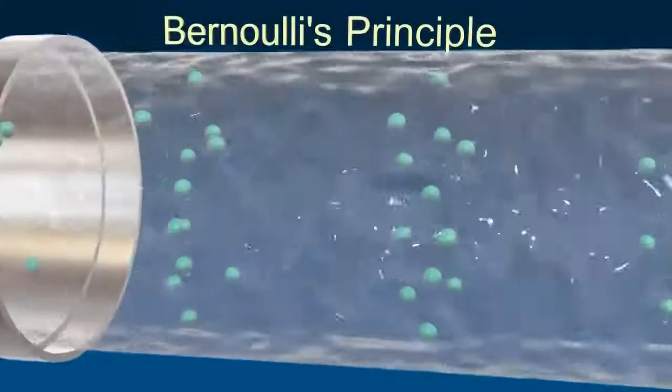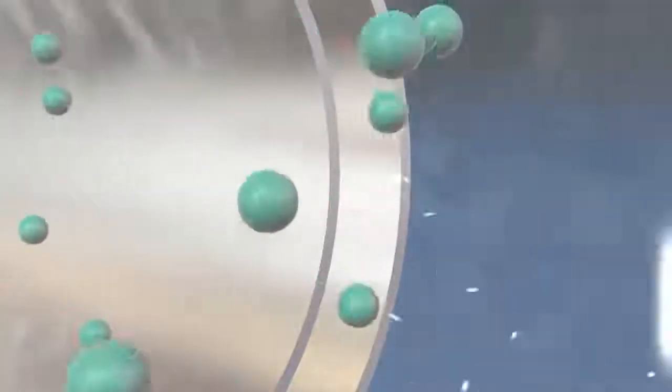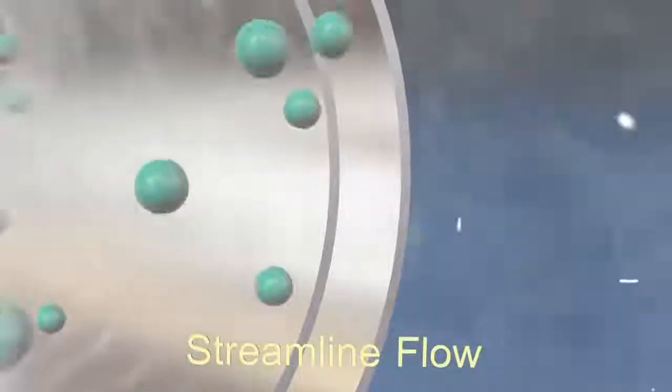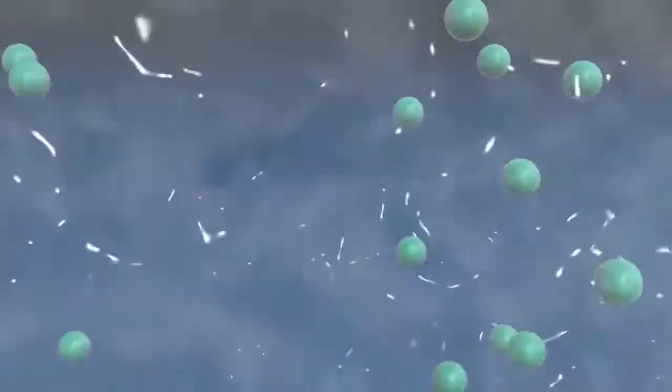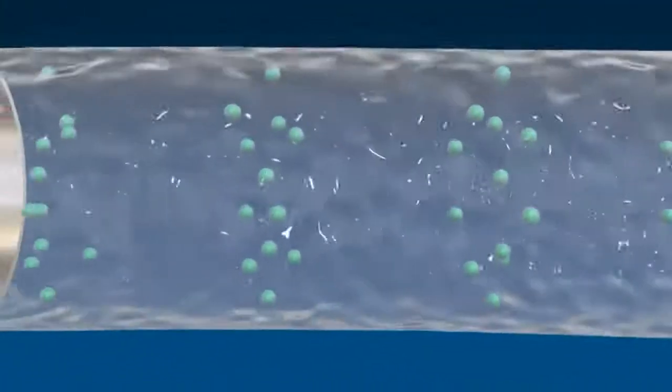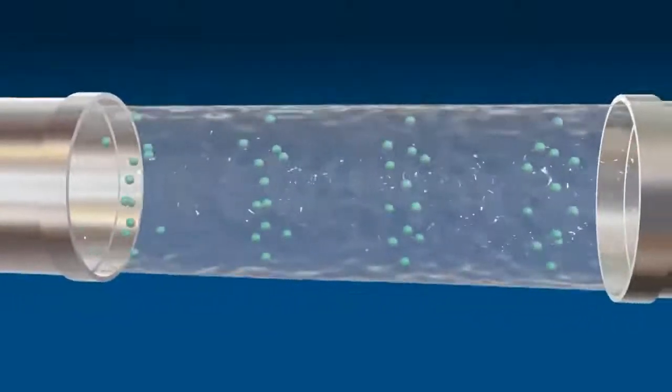Bernoulli's principle. The flow of a fluid is streamlined if every particle of the fluid flows exactly along the path of its preceding particle and has the same velocity as that of its preceding particle.